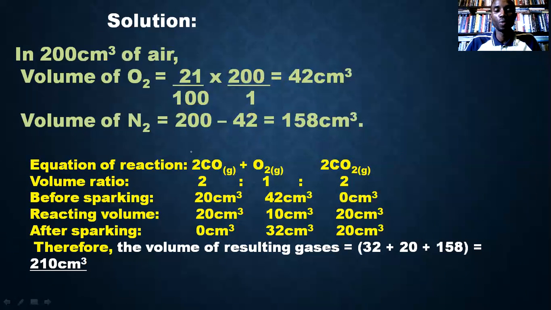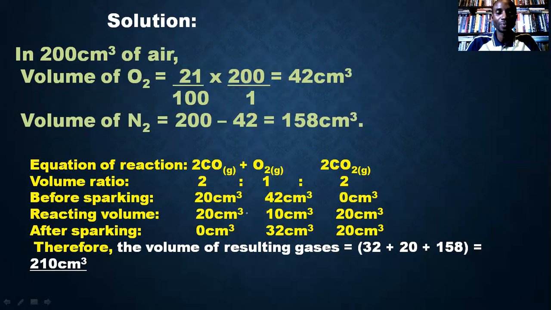All right, we are going to bring the equation for the reaction. And with that, you see the mole ratio 2:1:2. Before sparking, the volume given was 20 cm cube of carbon 2 oxide, 42 cm cube of oxygen, and 0 of carbon 4 oxide, because it is before sparking. Then the reacting volume will now be 2:1:2. Since 2 of carbon 2 oxide give 1 of these.